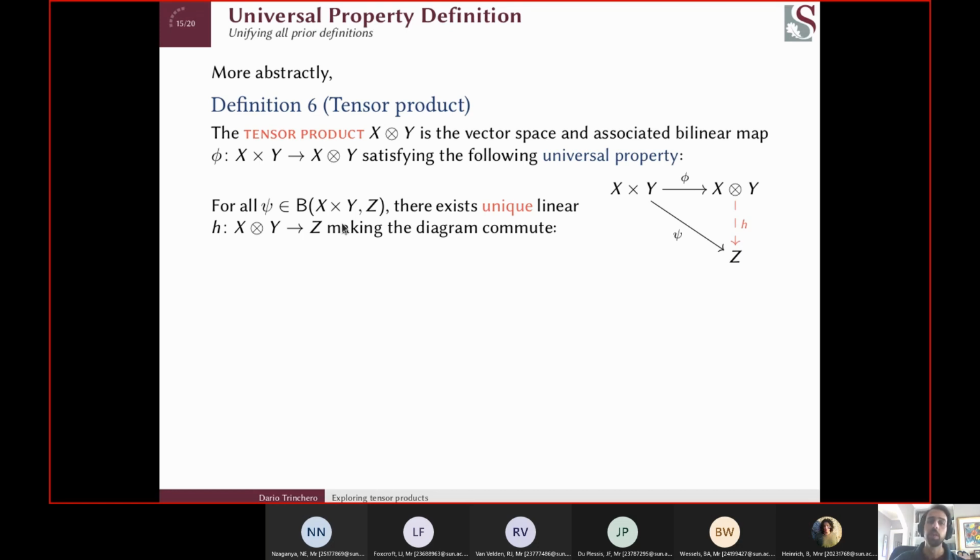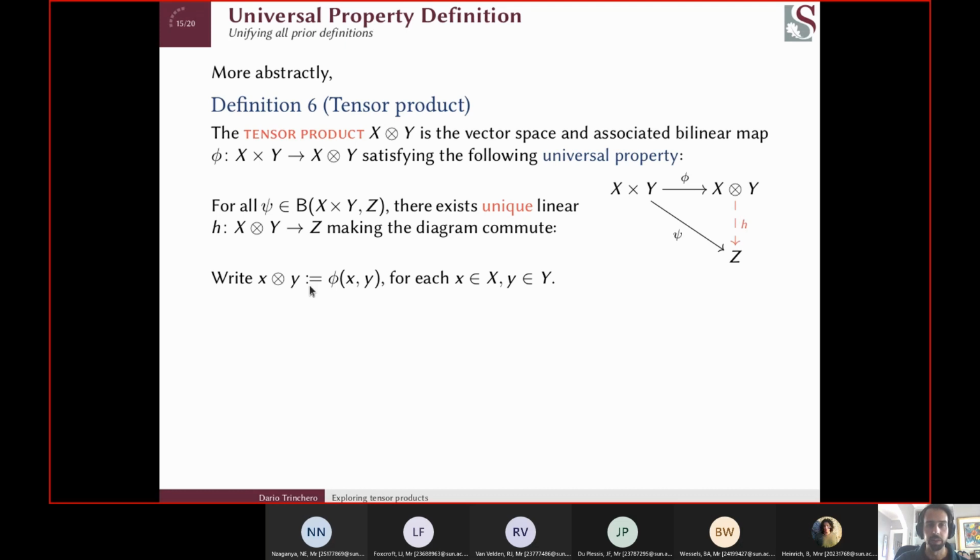The property is this. For all bilinear maps on the Cartesian product, there exists a unique linear map on the tensor product, such that this diagram commutes, meaning if you first apply this map that sends the x comma y pair to x tensor y, and then apply the linear map, you get the same as if you apply just the bilinear map from the start. So this is really the abstract way of formulating this, right? These bilinear maps psi are in a one-to-one correspondence with these linear maps h.